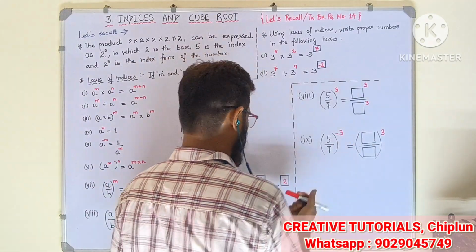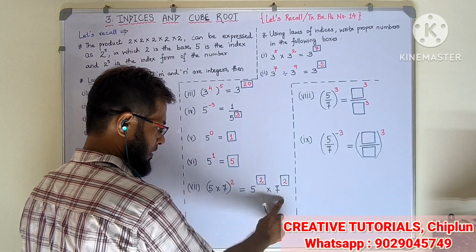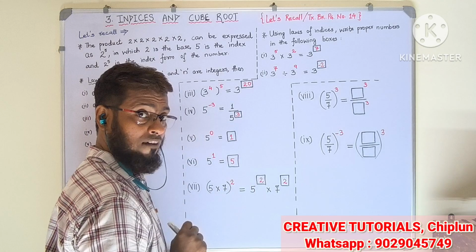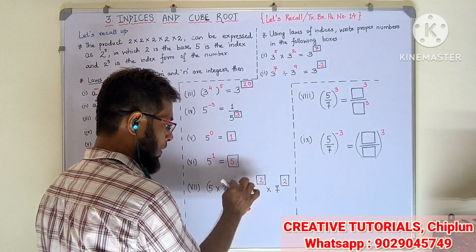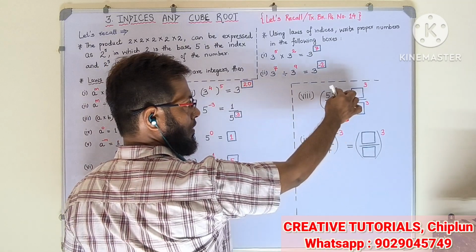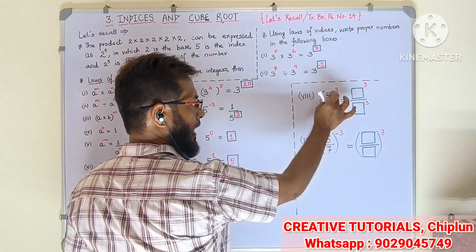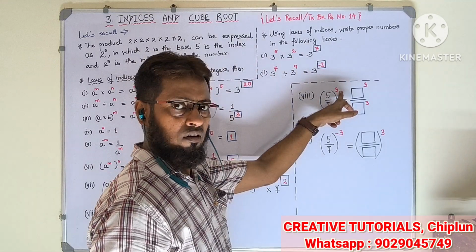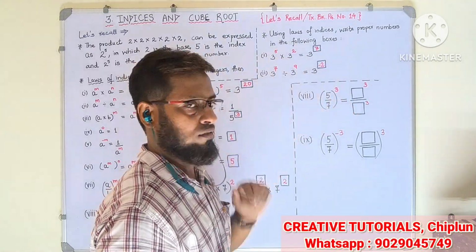Correct? So that means what? Same like what we did here. Whenever we had multiplication and we had a common power or index, the index was going with both the bases. Same thing will happen here. Whenever we have two numbers and we are into division, the index or the power will go with both the numbers of the fraction.